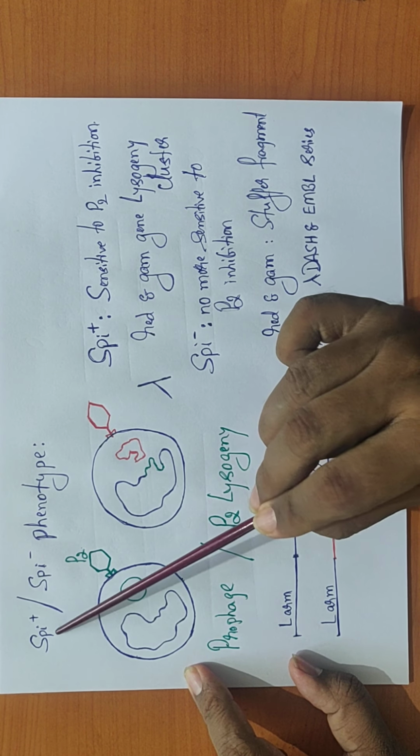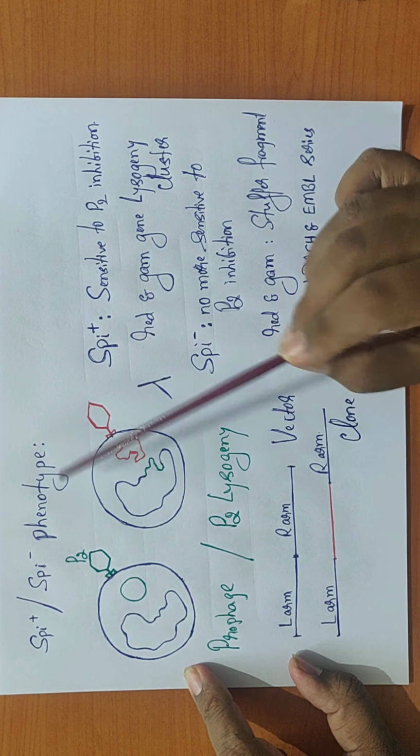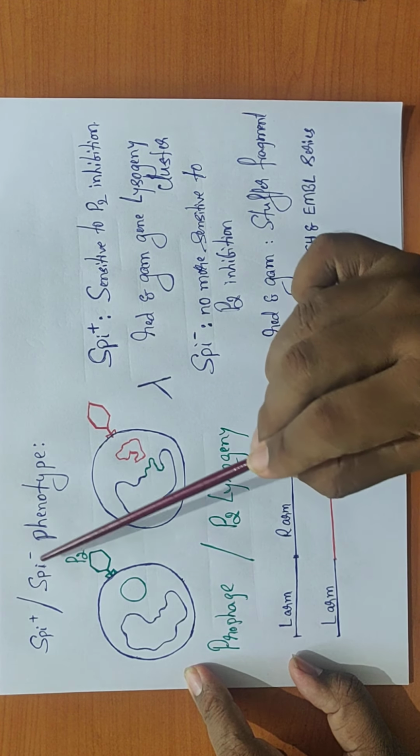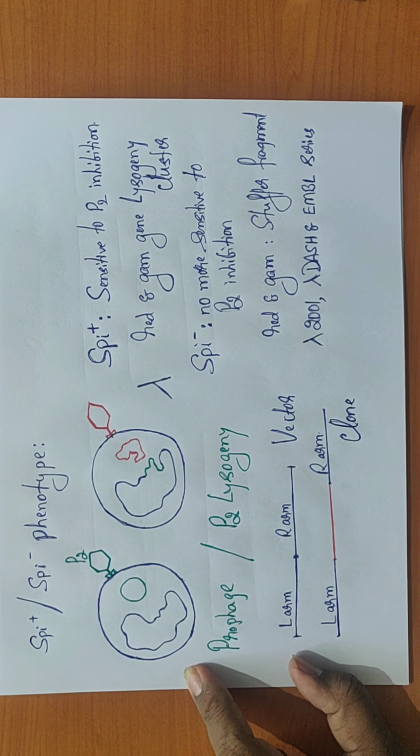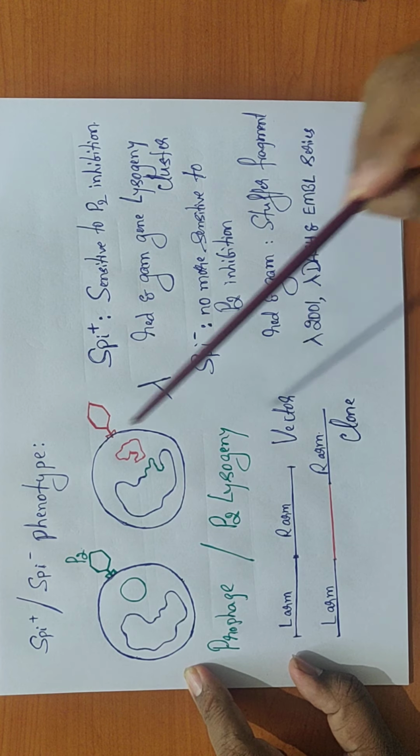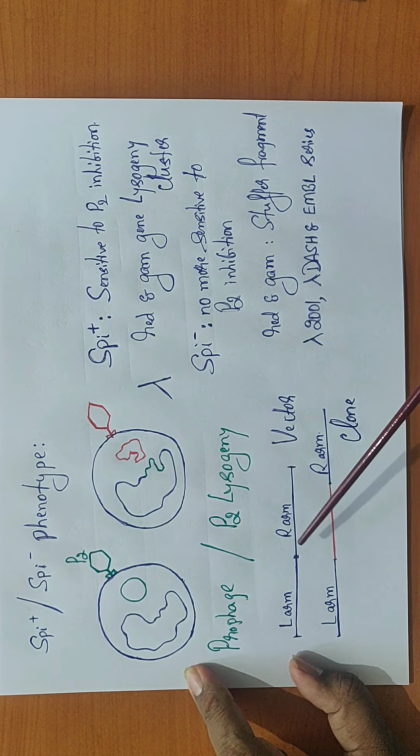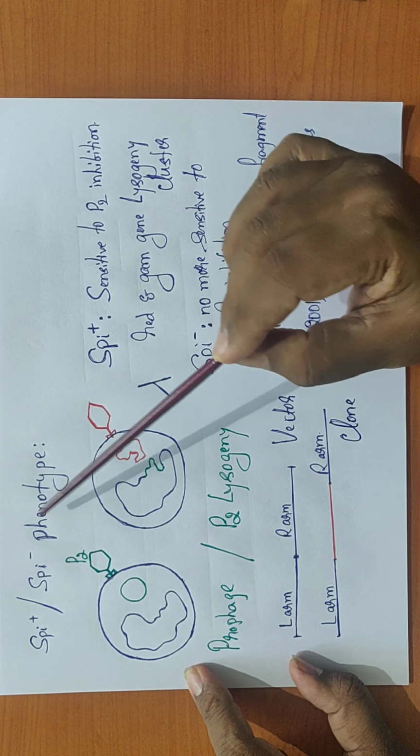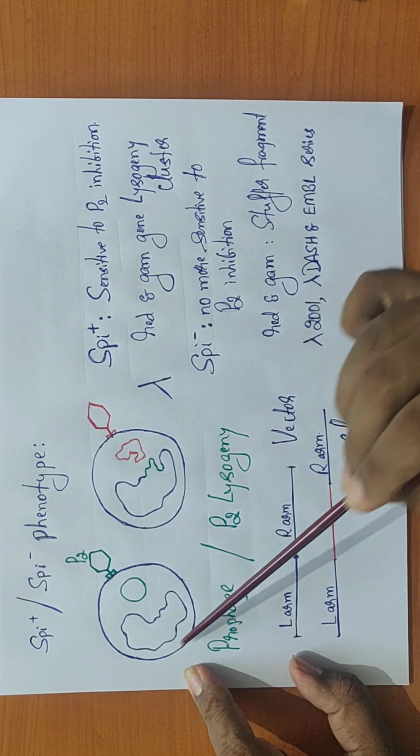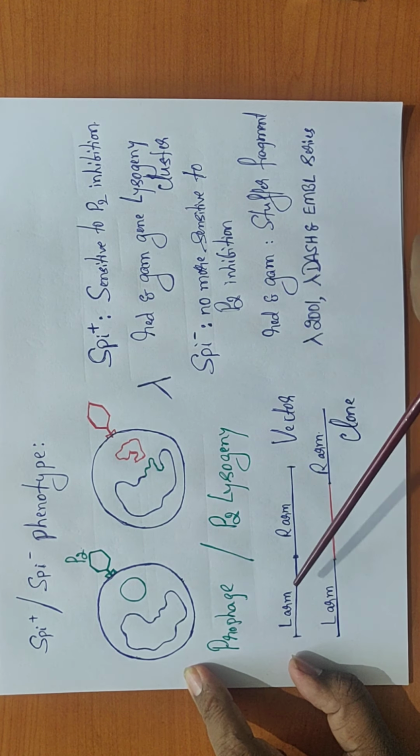It is called the Spi plus and Spi minus phenotype. Now again, this Spi plus and Spi minus phenotype is used for the clonal selection in a special type of vector. Okay, we will try to understand what the Spi plus phenotype and Spi minus phenotype are. Alright, now this is an E. coli. Now this E. coli consists of genomic DNA.